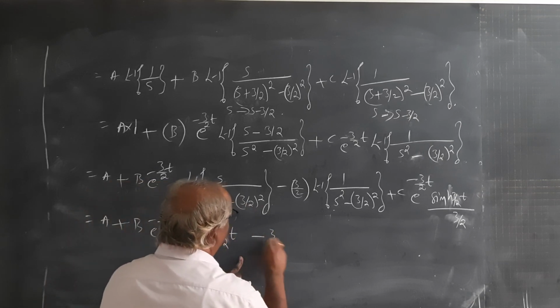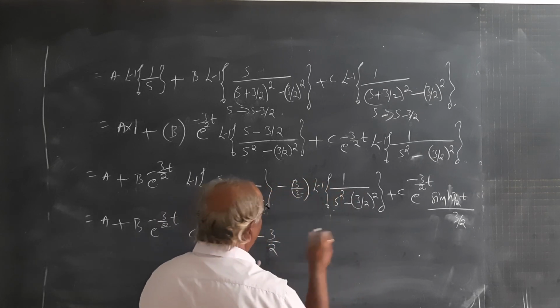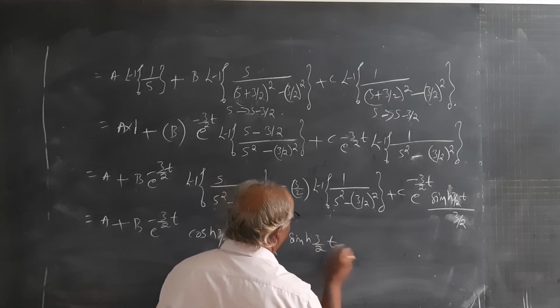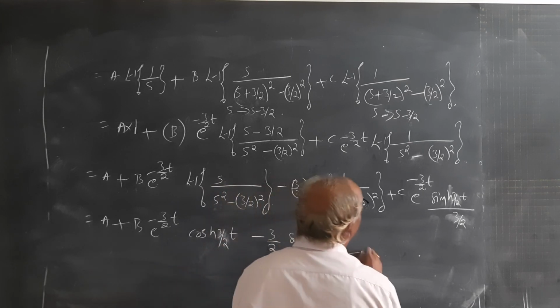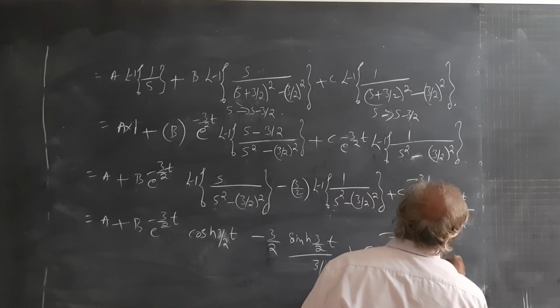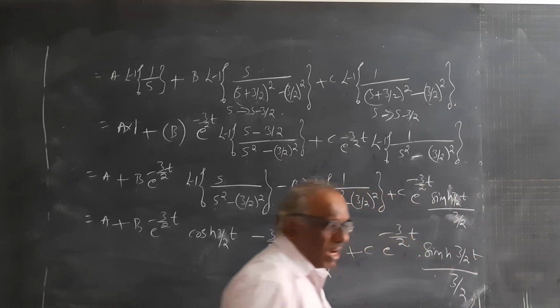Right? Now here minus 3 by 2, again number by S square minus a square, sin hyperbolic at by a, where a is 3 by 2, so sin hyperbolic 3 by 2 t divided by 3 by 2, plus C into e to the power minus 3 by 2 t into sin hyperbolic 3 by 2 t divided by 3 by 2. Okay, let us stop at this point.